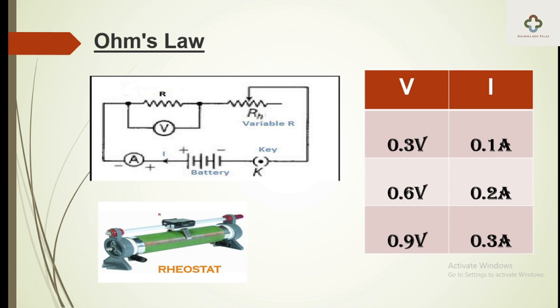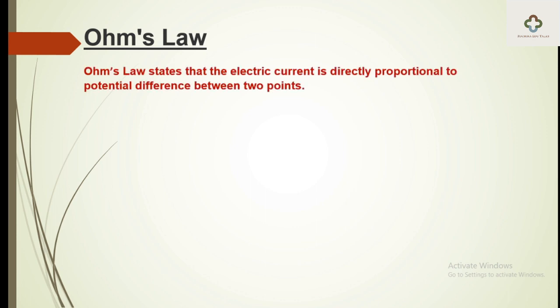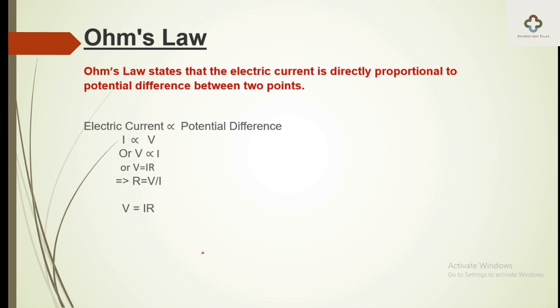So it means that if the amount of potential given to the electrons increases, the amount of energy given to electrons will increase. The more electrons will move, thereby causing more current to flow. So here we can define Ohm's law like this: electric current is directly proportional to the potential difference between two points. I is directly proportional to V. If I is directly proportional to V, we can say that potential difference is directly proportional to I.